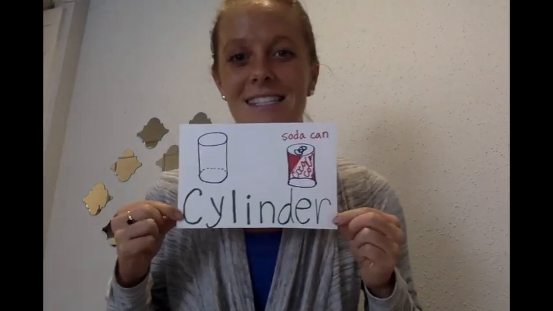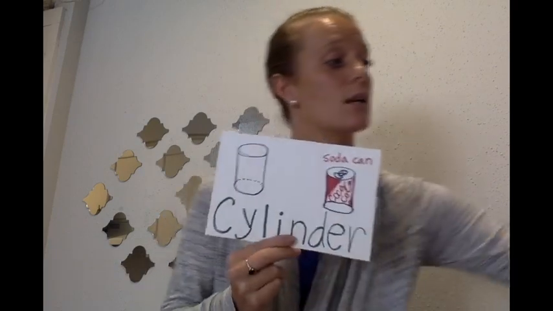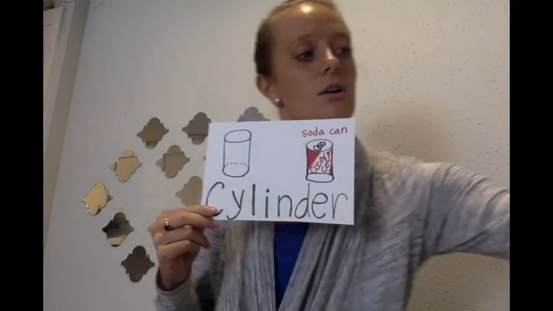Next, we have a cylinder. I know there isn't an S at the beginning of cylinder, but remember, sometimes we can have a soft C that says like S. So a cylinder is like a soda can, like this. And also like my coffee canister. That's another cylinder. I wonder what cylinders you have at home.